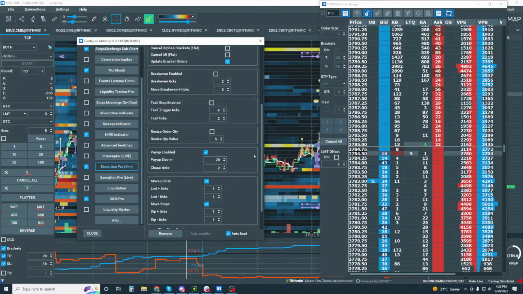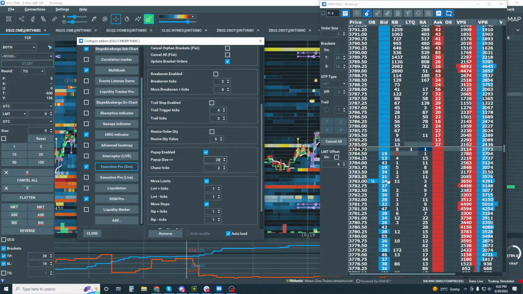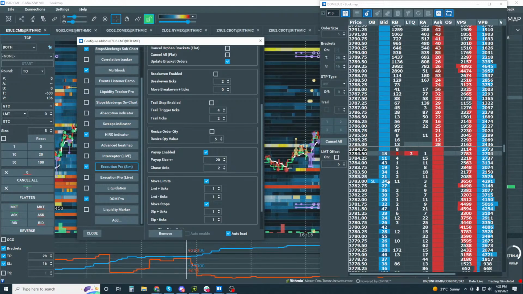So you're sitting at 83, you might see a 50 lot, 60 lot, or even a 20 lot sitting there, and then traders will keep hitting the offer. It might drop below 10, and you'll say, no, I want to pay up, take the offer when it drops below 10 in case the market takes off on me. I want to get filled.